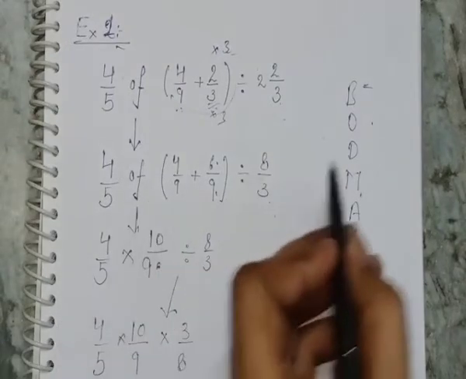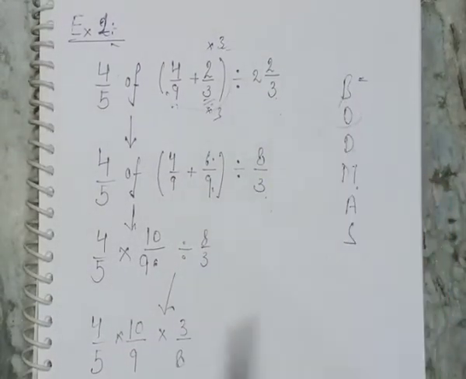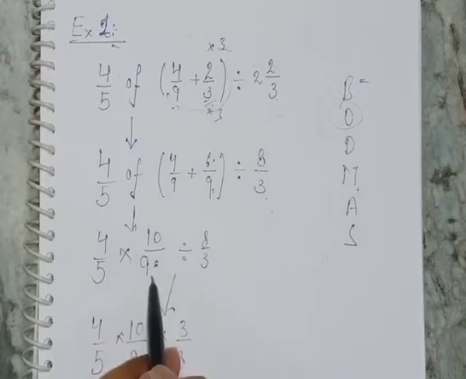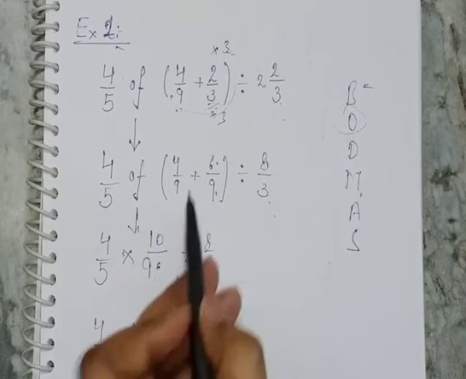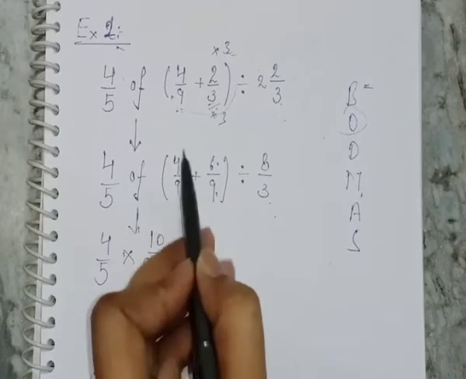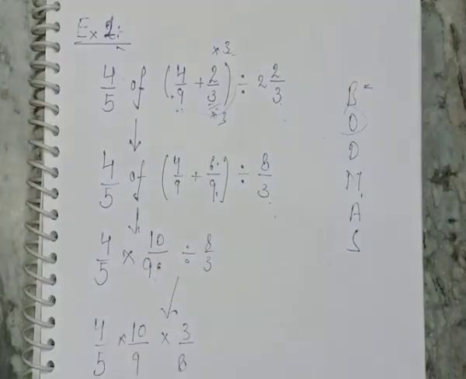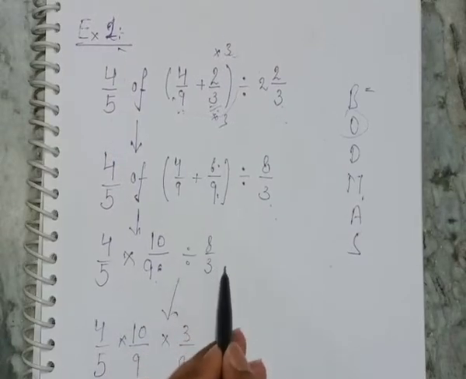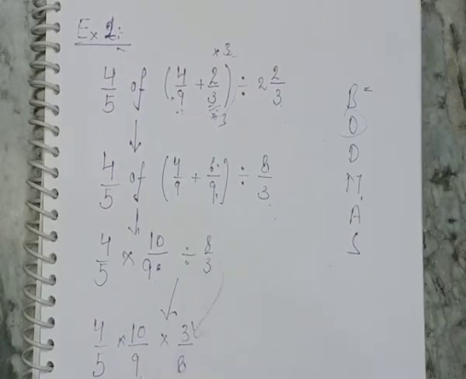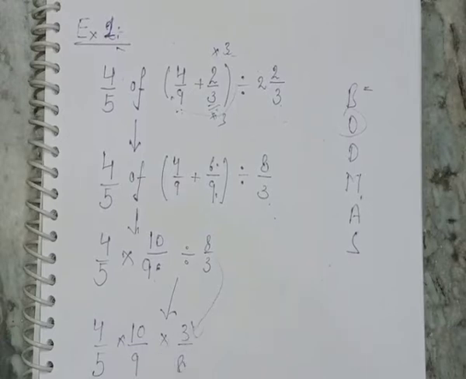Now this of means multiplication, so we can write it multiply 10 by 9. The denominators are the same, so we can add the numerators directly, as you already know from the previous lectures. Then divided by 8 by 3. To convert this division into multiplication, we need to take the reciprocal of this fraction, so we can write it multiply 3 by 8.